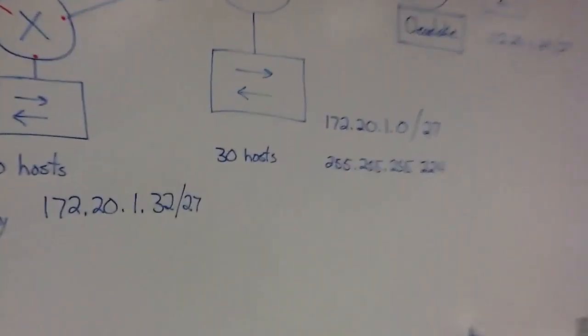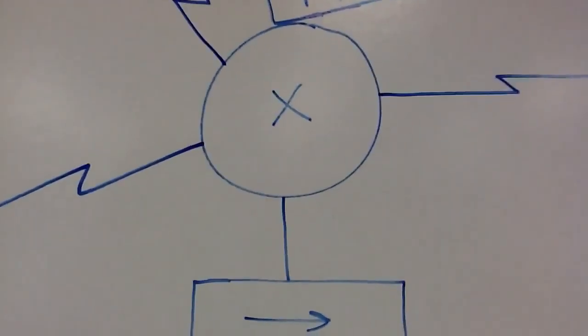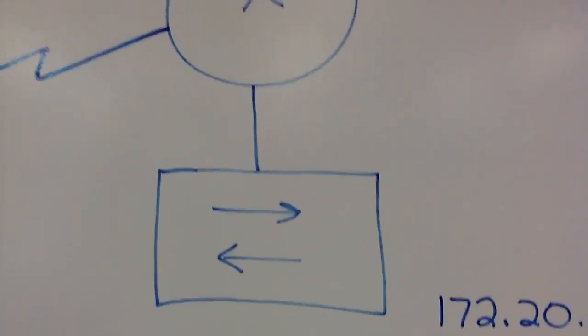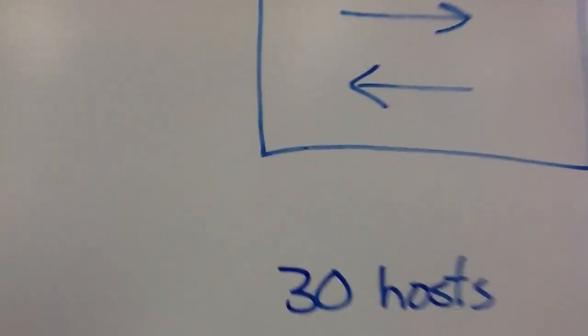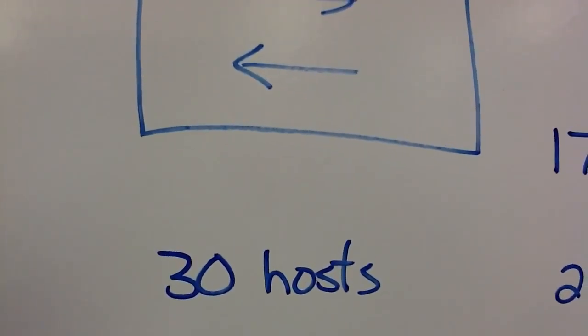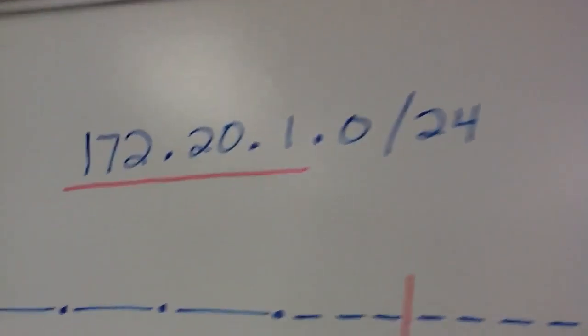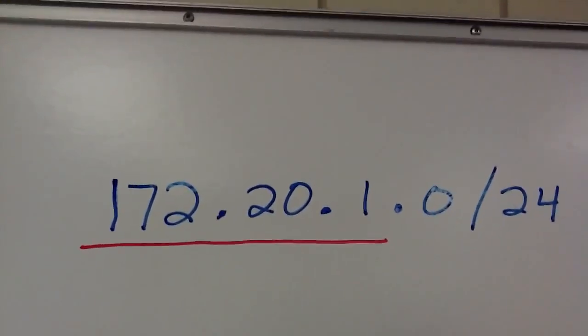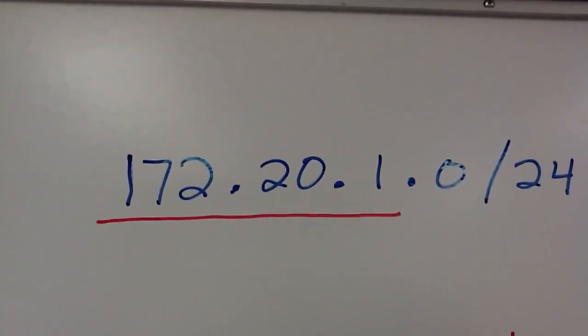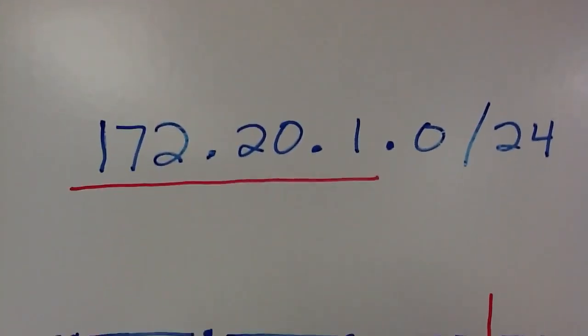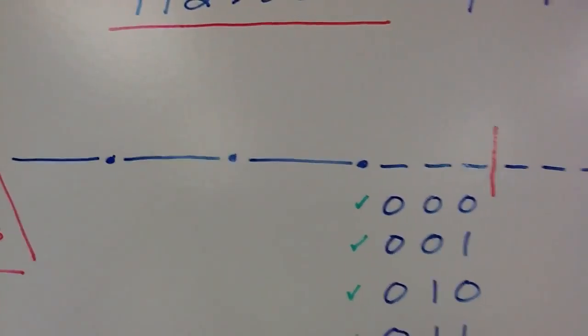So, we started out with just one router and one network on there, and we wanted to accommodate 30 hosts. So we started out with this address. I just made it up, and the students were supposed to subnet it to get 30 hosts. And here's what they came up with.